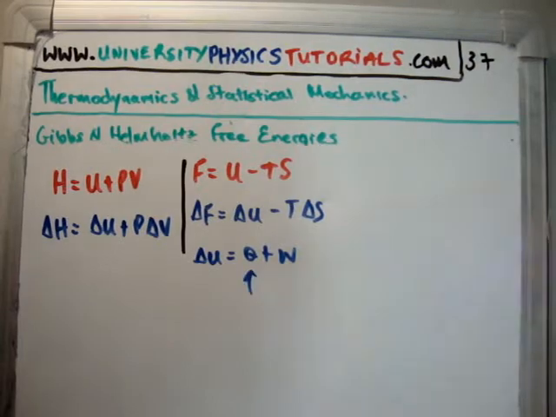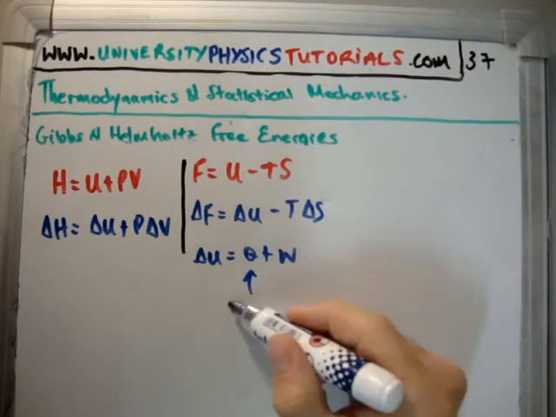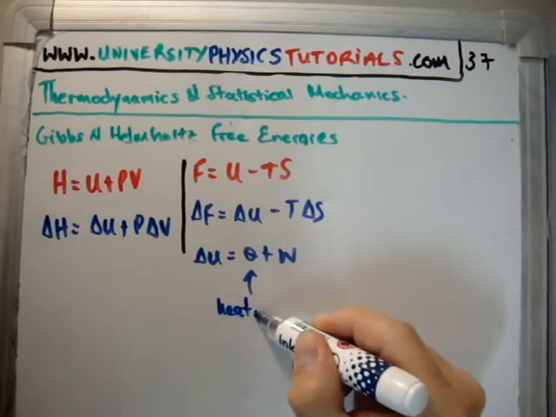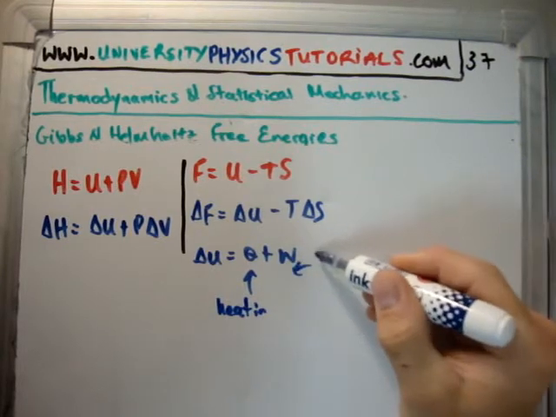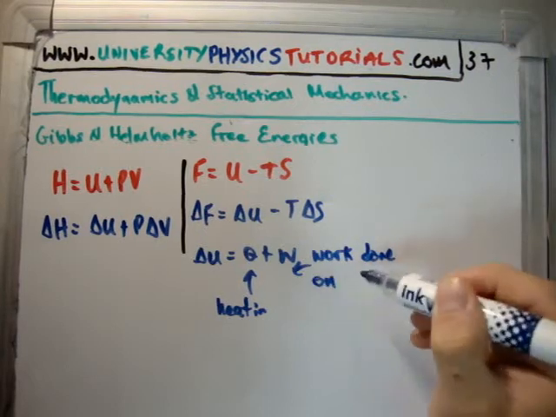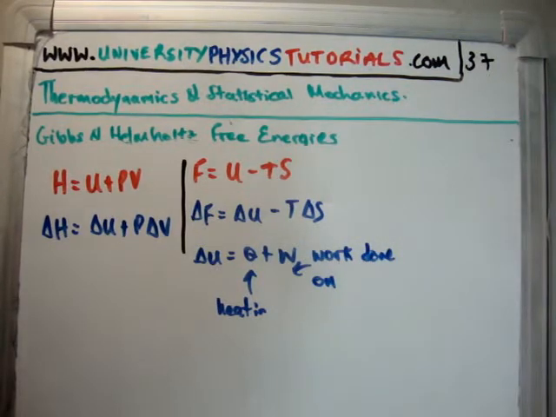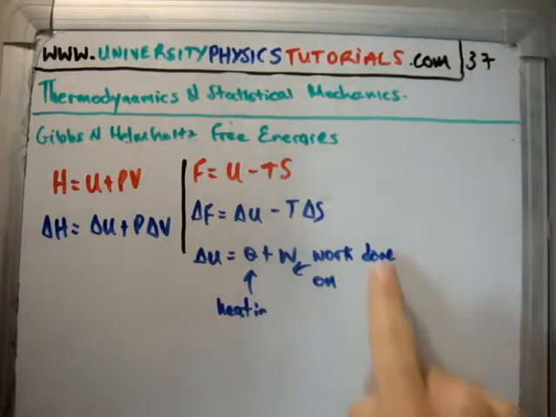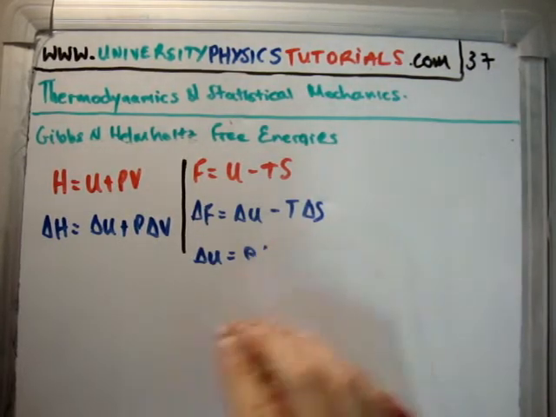We define this as positive if there's heat in, and this as positive if there's work done on the system, okay? So that's by definition, that's why we use plus, if we define Q and W like that.